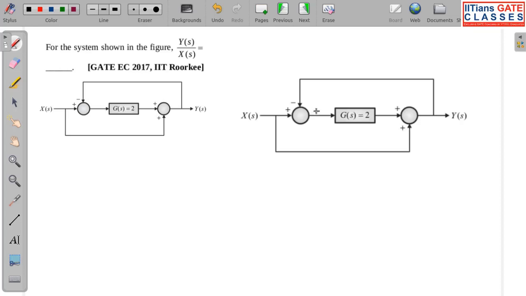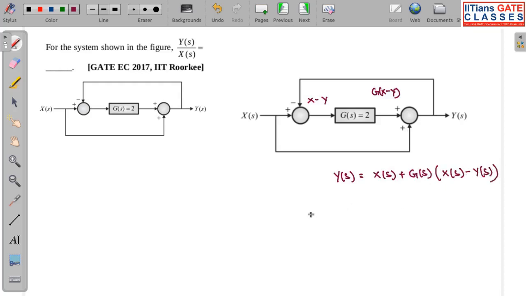So first determine this path. From here Xs is coming and from here Ys is coming, but it is minus. So this will be X minus Y. Okay, X minus Y from over here. So that will be G into X minus Y, and over from here again. So Ys is equal to, this is getting added, one of the parts. So this is Xs plus this part. So that is G of s into X of s minus Y of s.